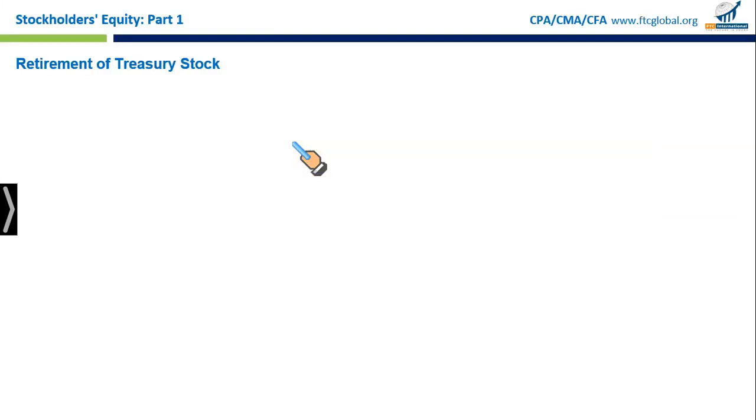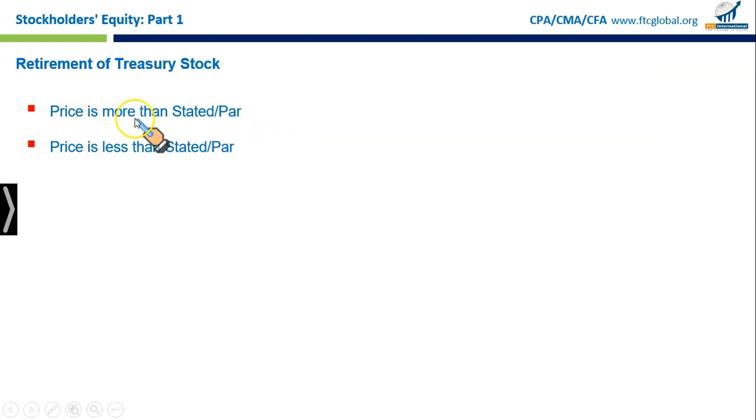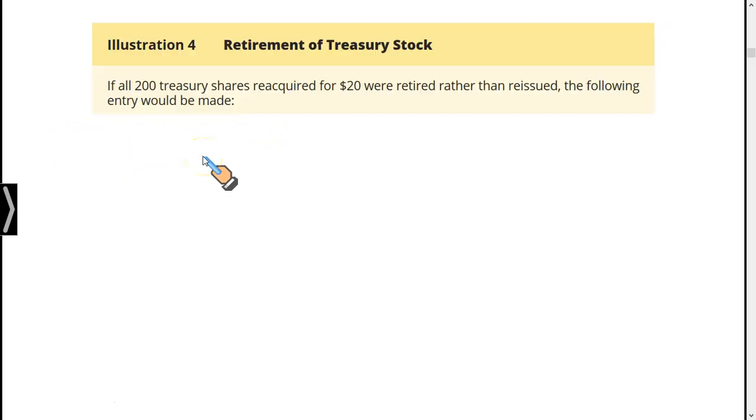So what if we do not reissue, rather we retire? Retirement of treasury stock: price is more than the stated or par, and price is less than stated or par. Let's see both scenarios in an example. Now let's say all the 200 treasury shares reacquired for 20 were retired rather than reissued. The following entries would be made. Let's see them one by one.